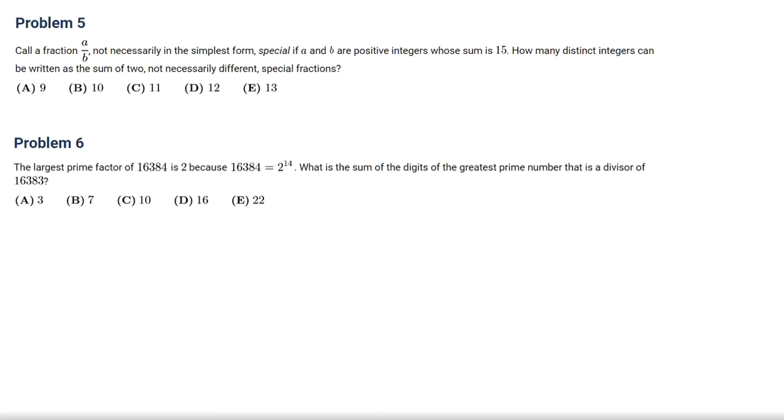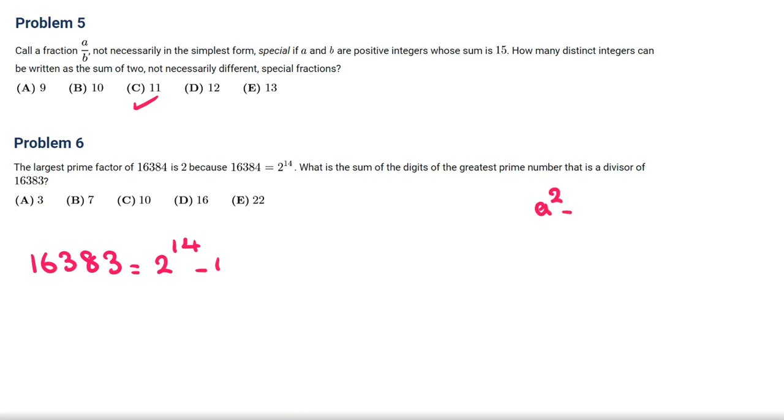So we've solved 5, which is 11. Now let's solve problem number 6. The largest prime factor of 16,384 is 2, because 16,384 is 2 to the 14. What is the sum of the digits of the greatest prime number that is a divisor of 16,383? It will be 2 to the 14 minus 1.